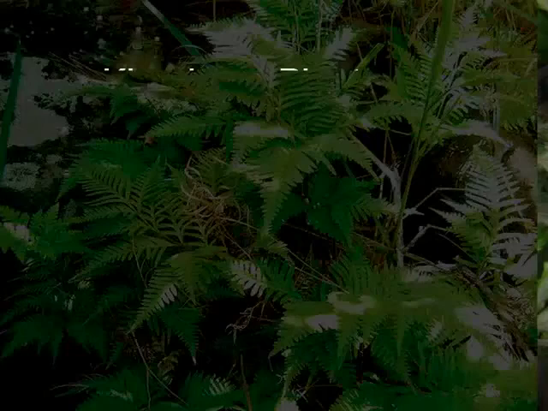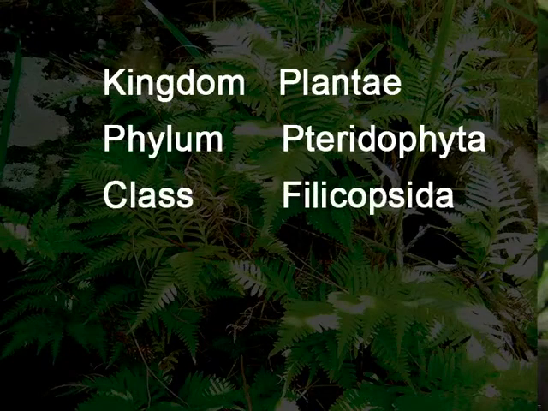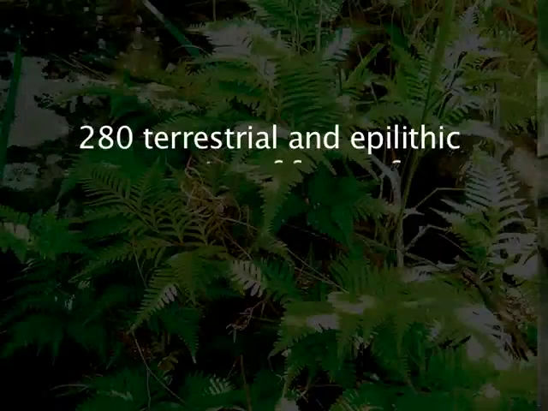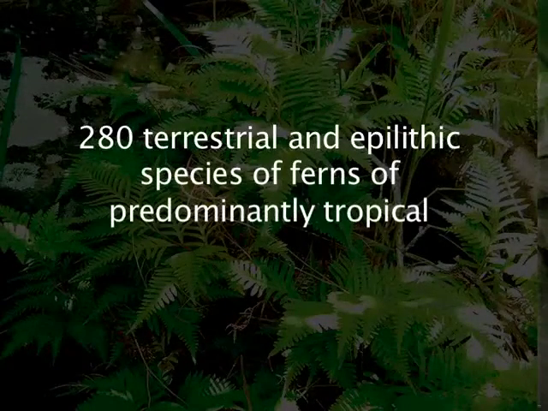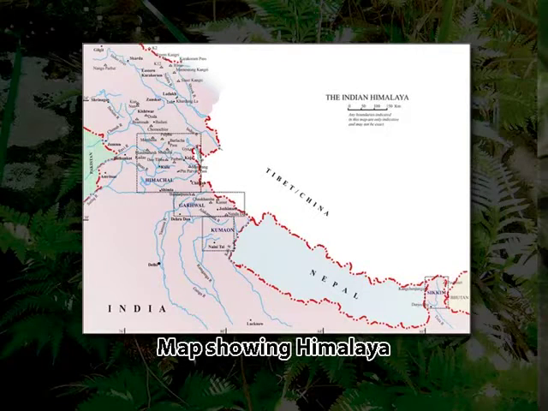So far as the systematic position of genus Pteris is concerned, it belongs to kingdom Plantae, phylum Pteridophyta, class Polypodiopsida, order Polypodiales, family Pteridaceae. The genus Pteris is a large and diverse genus of about 280 terrestrial and epiphytic species of ferns of predominantly tropical and subtropical regions. The species grow in moist, shady forests and on hillsides. Many species are found on the roadsides and valleys of western and northwestern Himalaya.